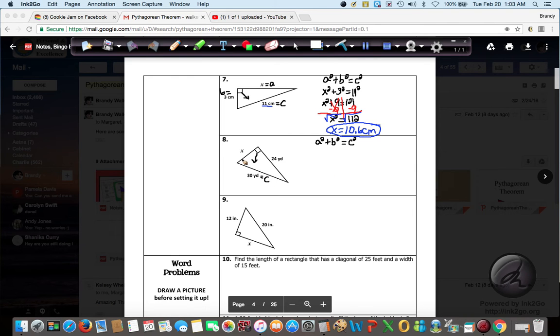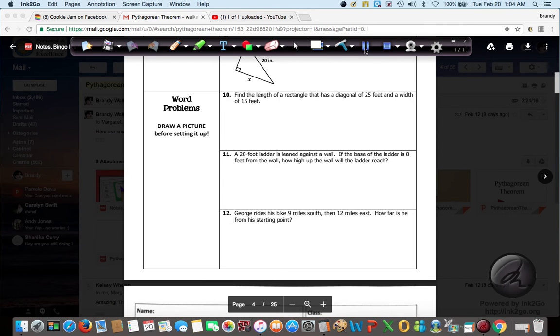Then if it is not X, like in this case, X is going to be either A or B, you follow the format here, you subtract to get it by itself. I'd like for you to try these two on your own, so go ahead and pause the video. If you get stuck, need help, please raise your hand and a teacher will help you.